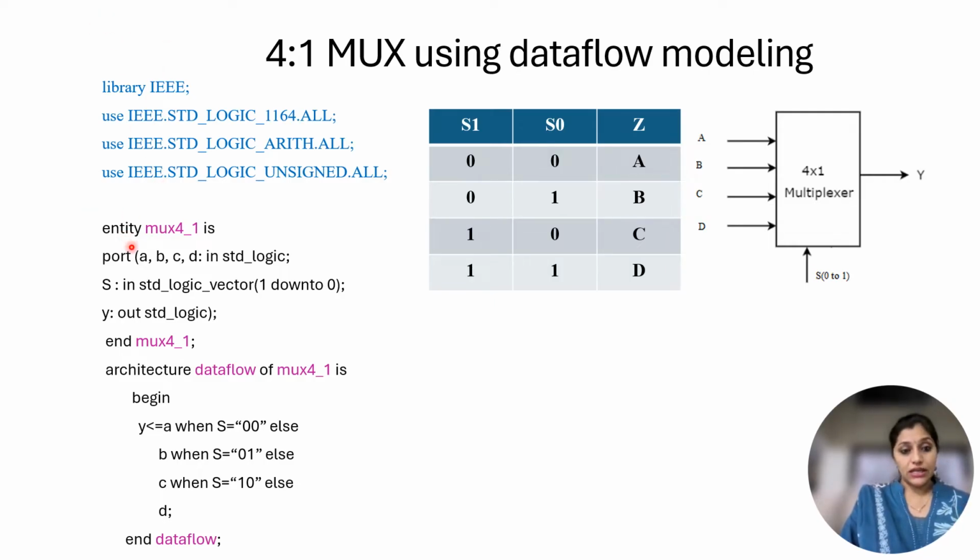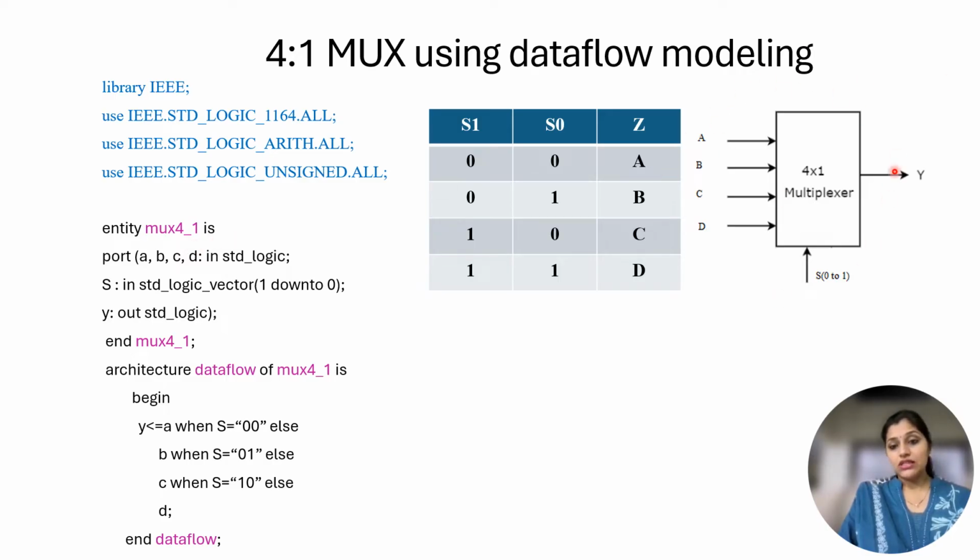Next comes entity. In entity, what we define is how many inputs are there and how many outputs are there. Here what we are describing is hardware, so hardware has input ports and output ports. The syntax for entity is: entity, then the entity name. I have given the name mux4_1. The rule for an entity name or architecture name is that it must start with an alphabet. It can be followed by numbers, and only one special character is allowed, and that is underscore. Then comes port.